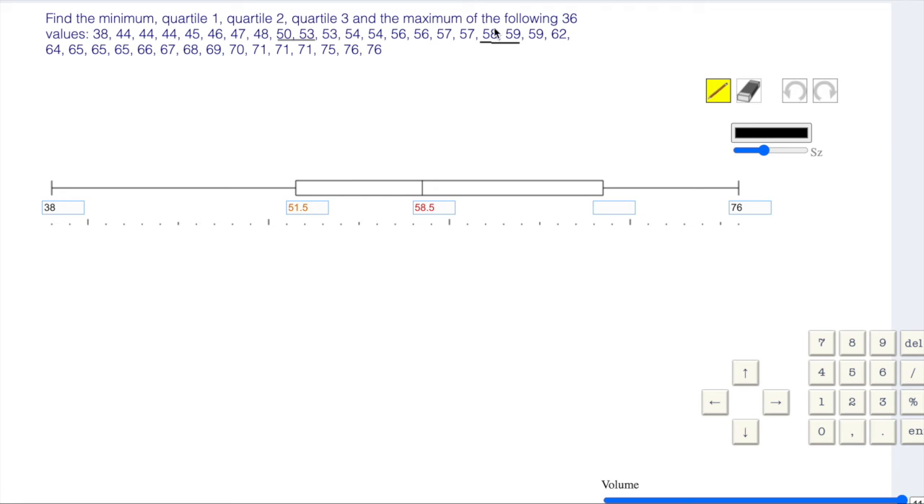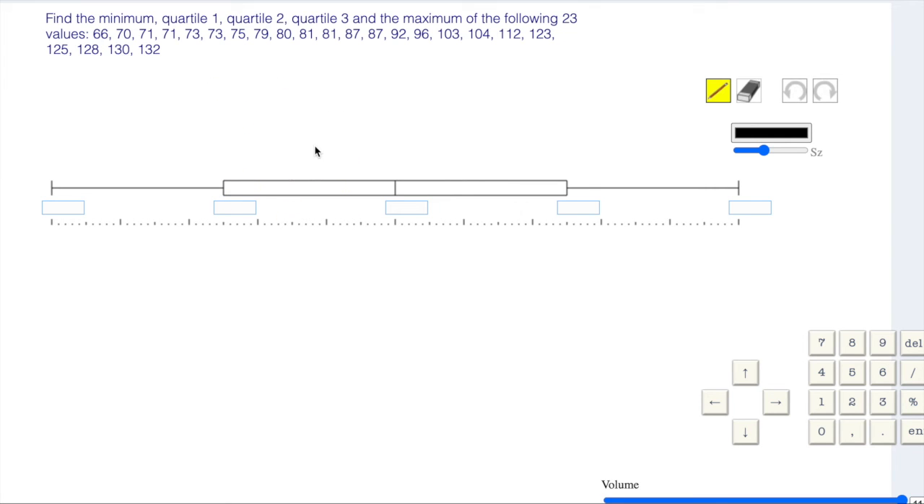My quartile 3, I'm going to do the same thing. Start at 59. The median is really between 58 and 59, so I'm starting at 59. 1, 2, 3, ... 9, 10. 67 and 68, take the average of that, 67.5. 67.5. If we're right, it tells us. Yay. And if you're wrong, it'll tell you as well.